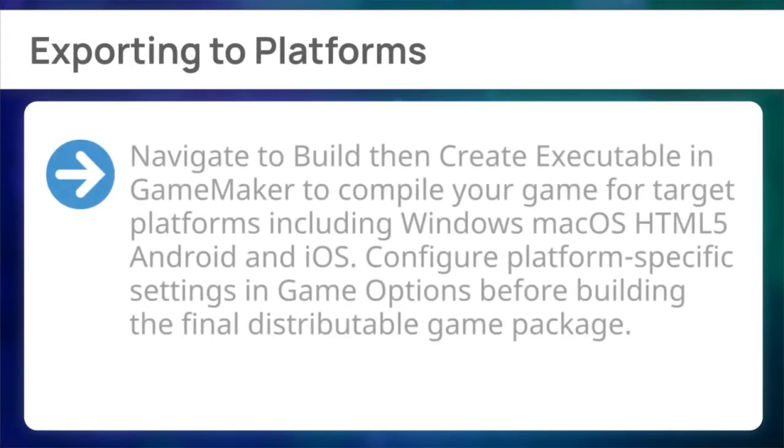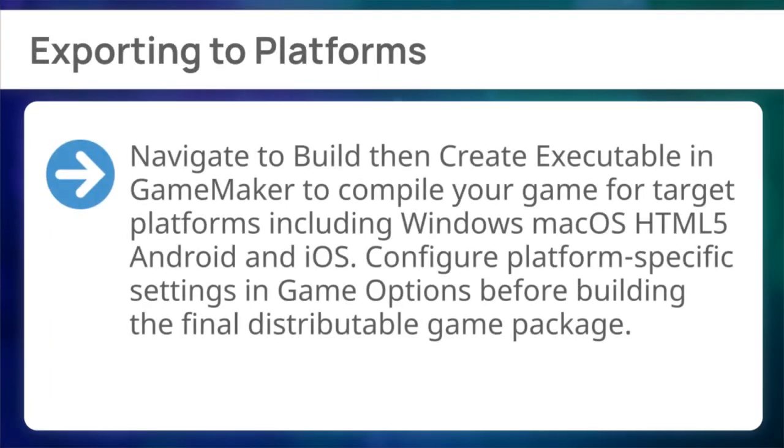Finally, exporting to platforms. Navigate to Build, then Create executable in GameMaker to compile your game for target platforms, including Windows, macOS, HTML5, Android, and iOS. Configure platform-specific settings in Game Options before building the final distributable game package.